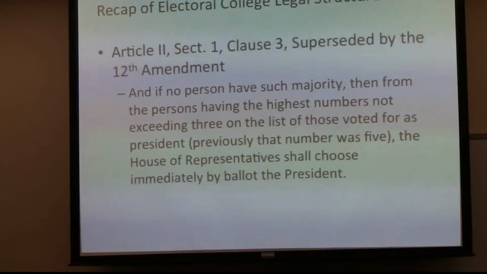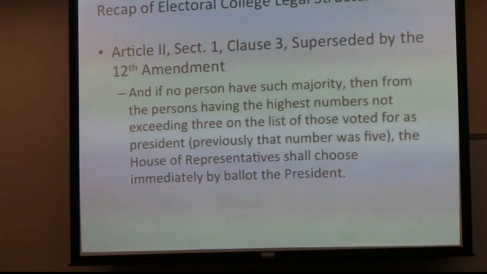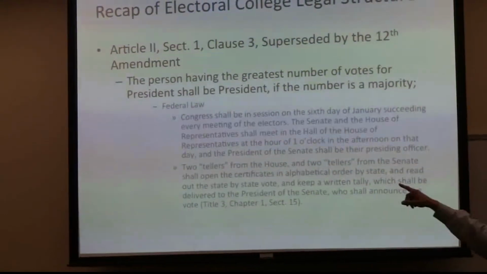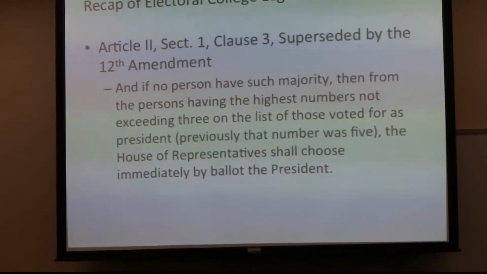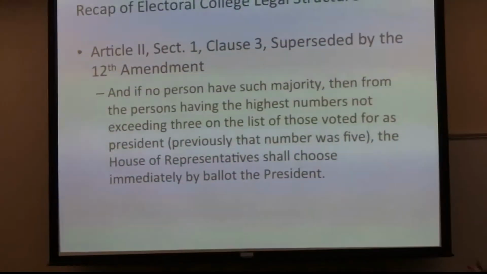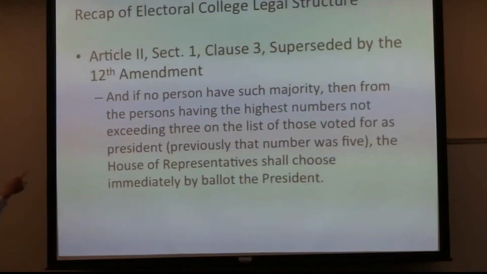Going back, remember we saw that it said if there's a majority, this is probably superfluous, I'm not sure that we need to go through it. The person having the greatest number of votes for president shall be president if the number is a majority. If there's no majority, meaning if you have 4 candidates and they each get 25% or whatever, then if no person has such majority, then from the persons having the highest numbers not exceeding 3 on the list of those voted for as president, previously that number was 5, the House of Representatives shall choose immediately by ballot the president.